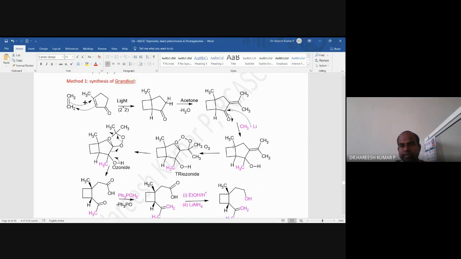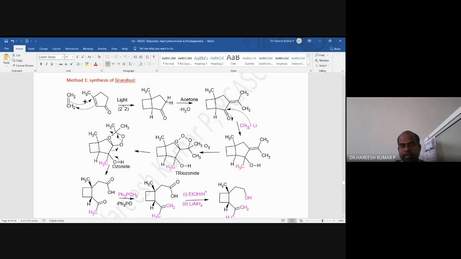At this moment, a base, it's not a base, an organolithium compound, more particularly methyl lithium, will attack the carbonyl carbon. The anion part attacks the carbonyl carbon, and this bond pair picks up a proton when it is acidified. So the obtained compound is a hydroxy, methyl substituted product.